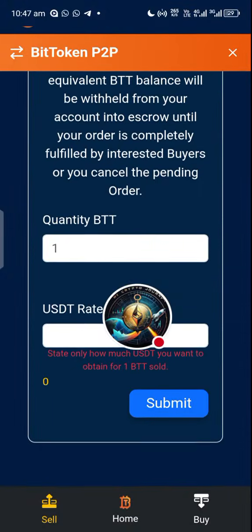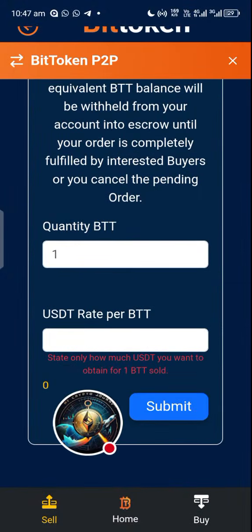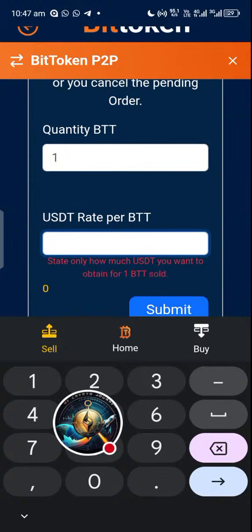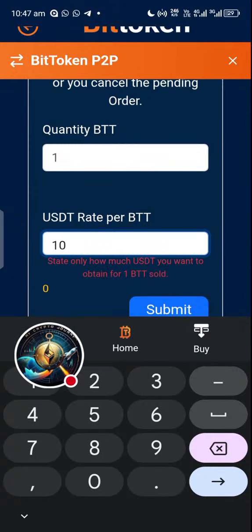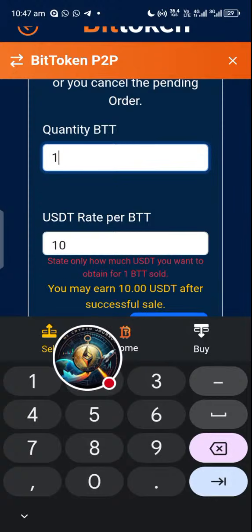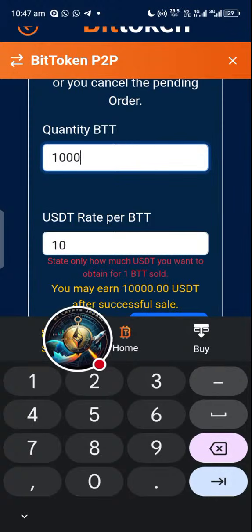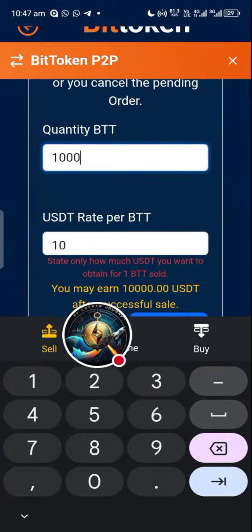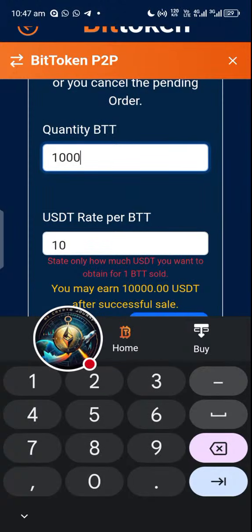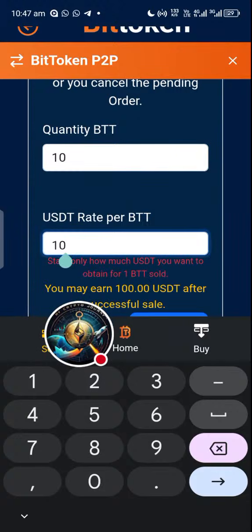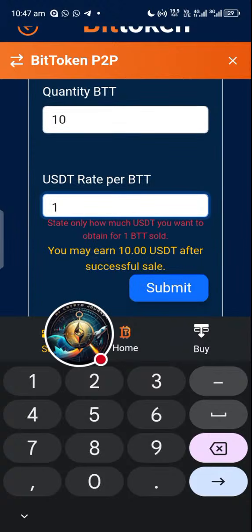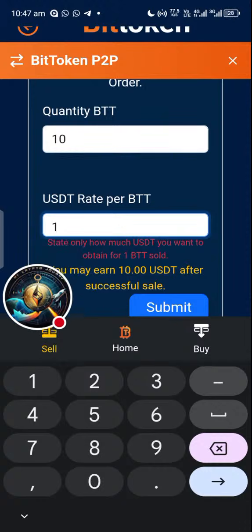Now let's come over here. So now let's say, for example, you want to sell. You are selling now. So this is 10 USDT. All right. So you are going to be receiving, let's say, 1,000 BTT. Okay, quantity BTT. This one now we are talking about sell, right? Okay, yeah. So this is just how it is.